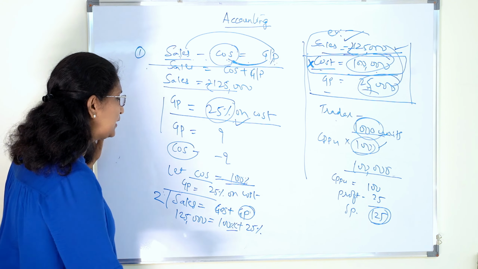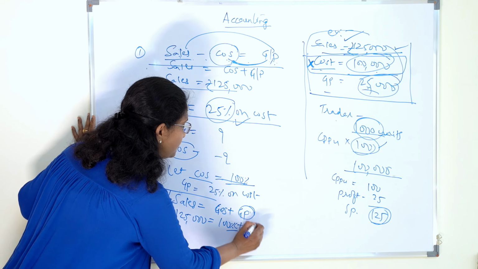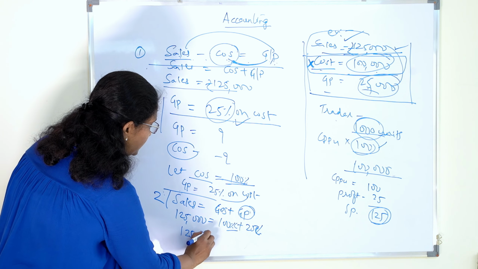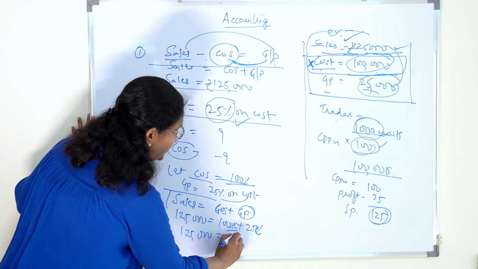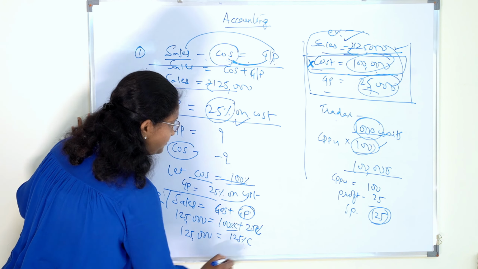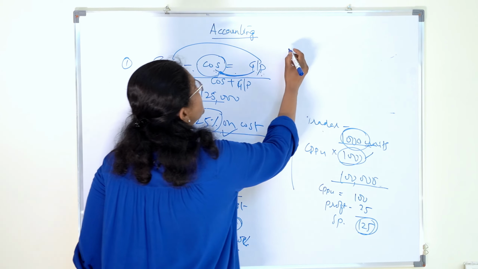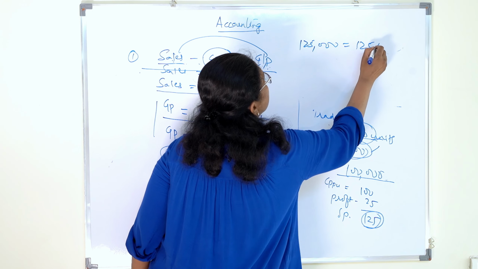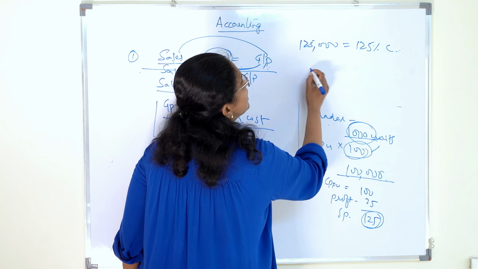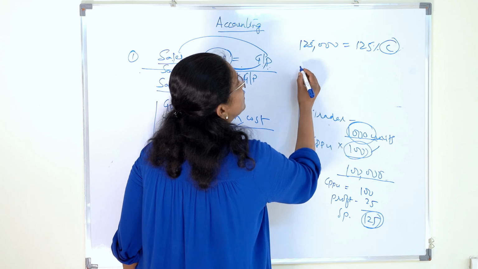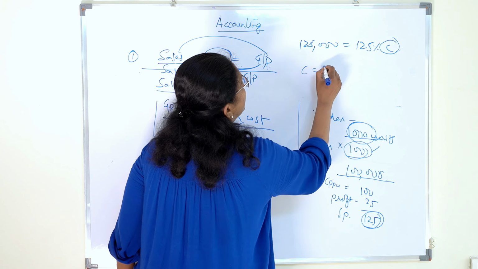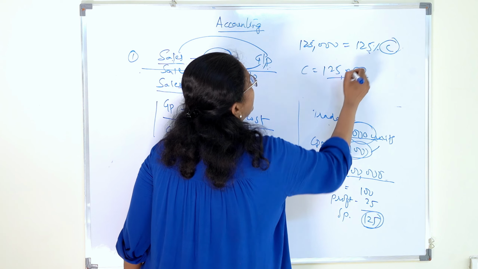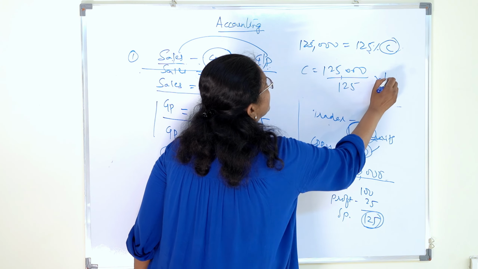Now what equation am I getting? 25% on cost, 25% on cost. So my equation is 125,000 is equal to 125% C. So C is equal to what? Your cost of sales is equal to what? C is equal to 125,000 upon 125 into 100.